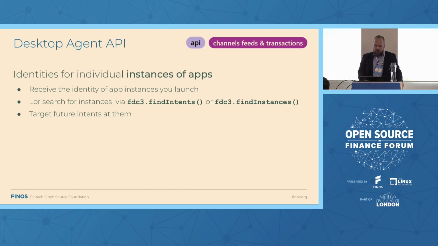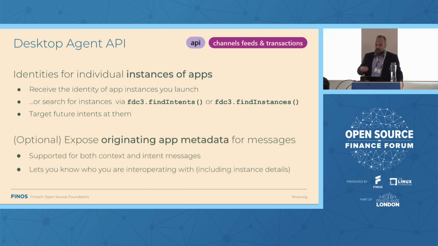We've also added the optional ability for intent and context messages to come with metadata for the app or instance that sent them. As I said, when something resolves an intent for you, you find out who it is, but it's quite nice for those applications to know who's asking them to do something. So you now can have those details as an optional feature, which means, again, they can target new workflows, new messages right at the relevant people.